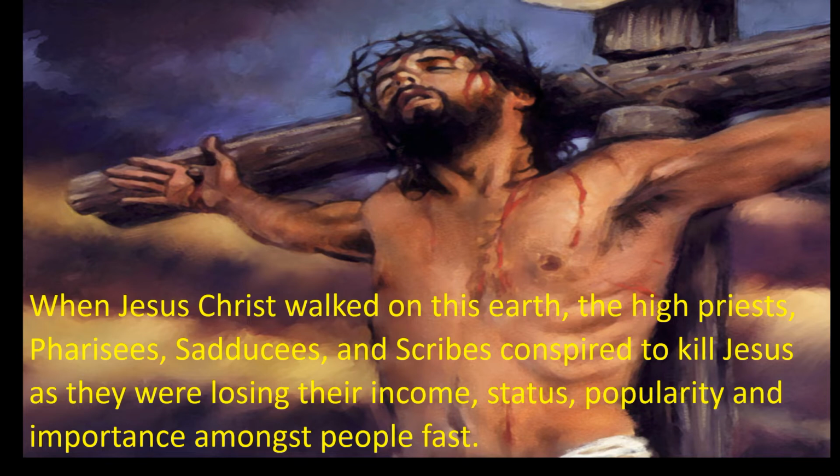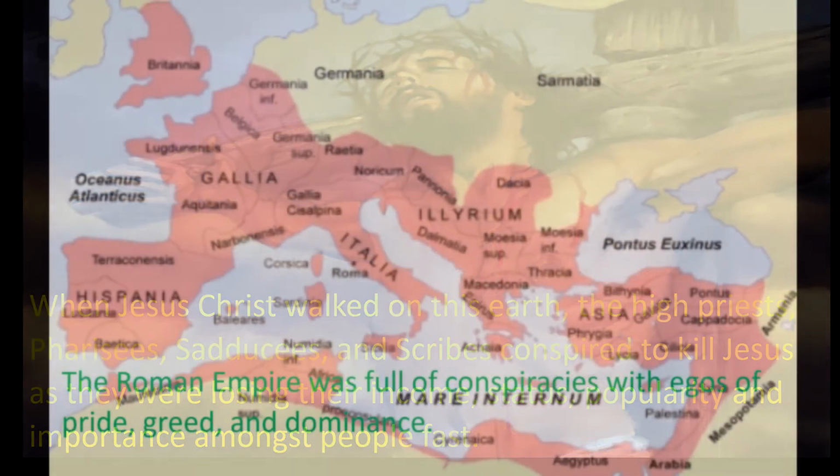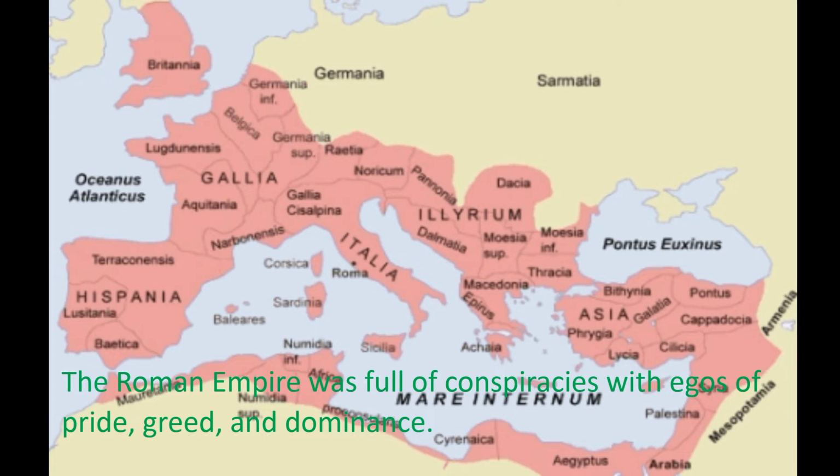When Jesus Christ walked on this earth, the high priests, Pharisees, Sadducees, and scribes conspired to kill Jesus as they were losing their income, status, popularity and importance amongst people fast. The Roman Empire was full of conspiracies with egos of pride, greed, and dominance.